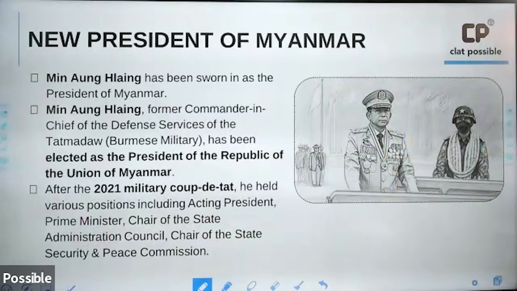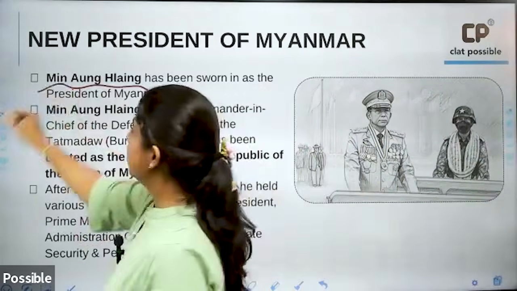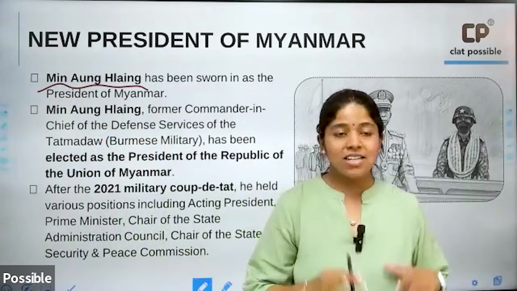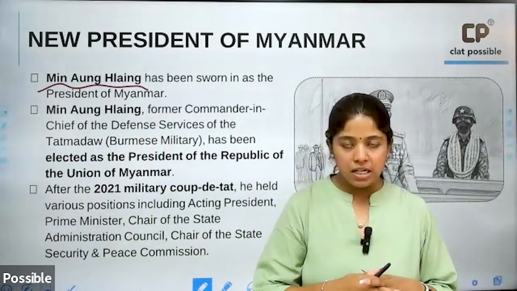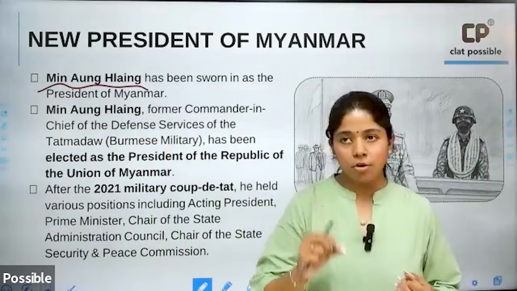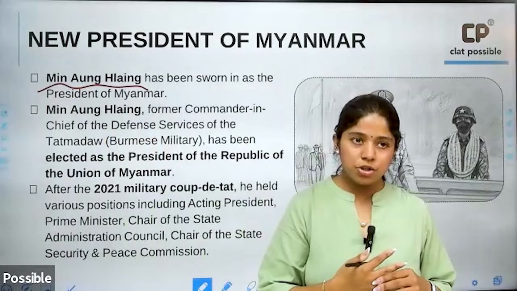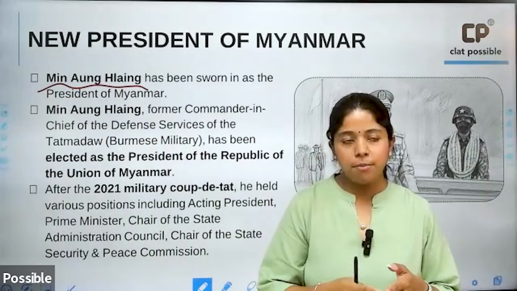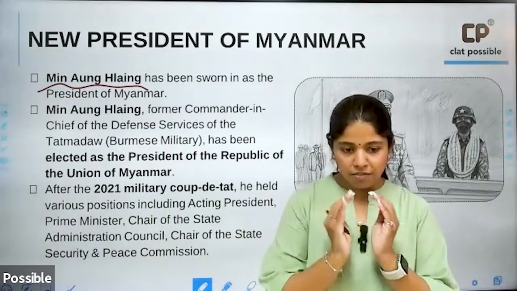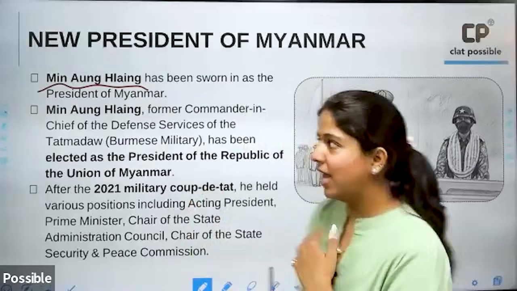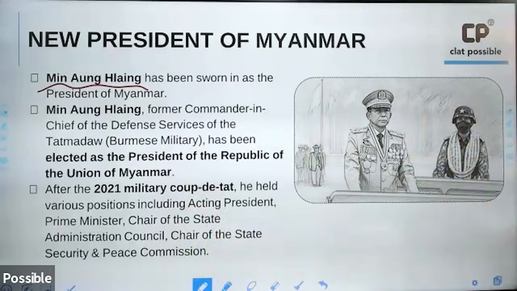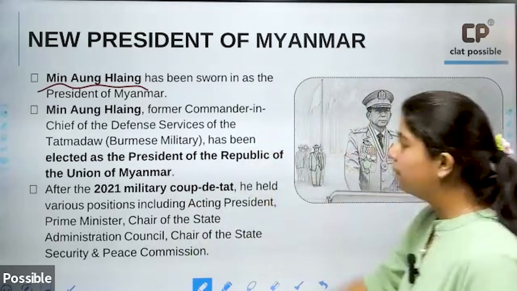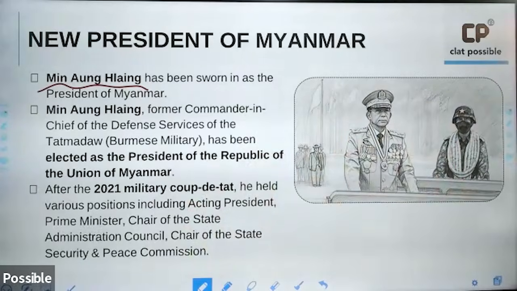Next, Myanmar has now sworn in its new president, and Min Aung Hlaing is the new president of Myanmar. He was previously the military head of the Myanmar junta. Now he resigned from being the head of the military junta, and he is the sworn-in president of Myanmar. He was elected by whatever limited parliament exists in Myanmar, and he was the commander-in-chief of the defense services of the Tatmadaw, the Burmese military, and has been elected as the president.